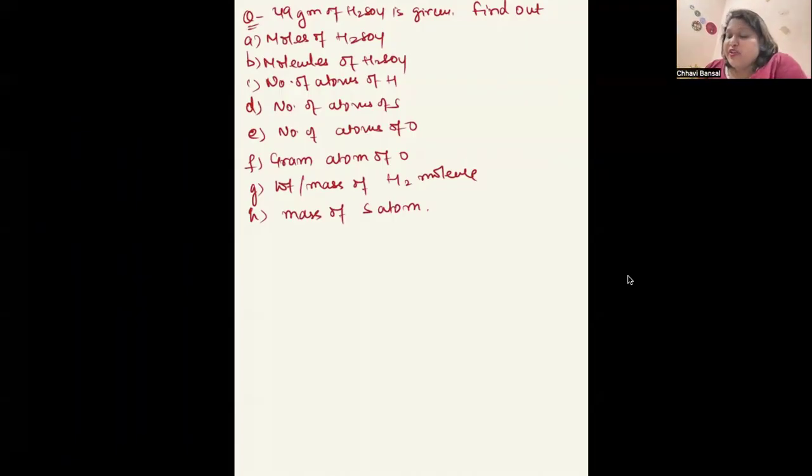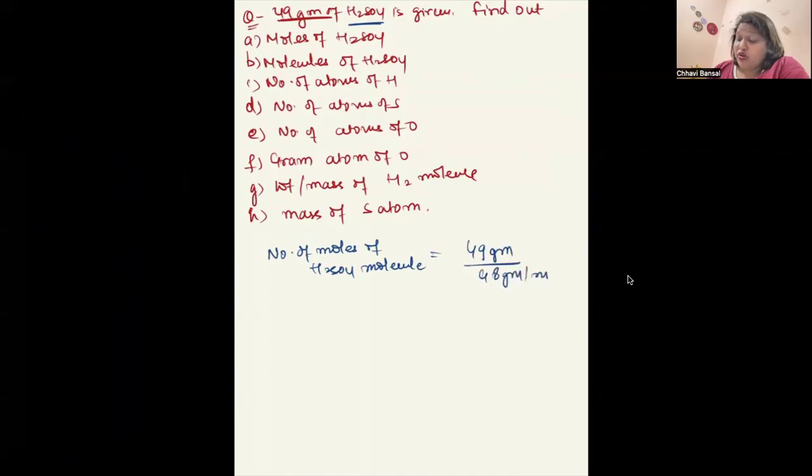Fine. So the very first thing is we are given with the gram, right? The very first thing we are supposed to do is, let me change the color of pen, calculate the number of moles of this H2SO4 molecule. So number of moles of H2SO4 molecule will be equal to 49 gram divided by 98 gram per mole, which will give us 0.5 mole. Okay, so the first option, the answer is 0.5 mole.